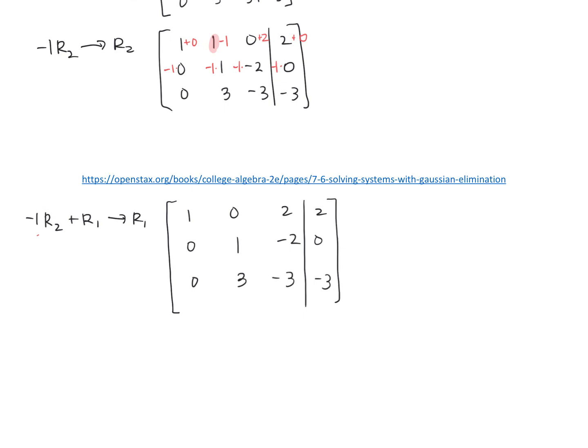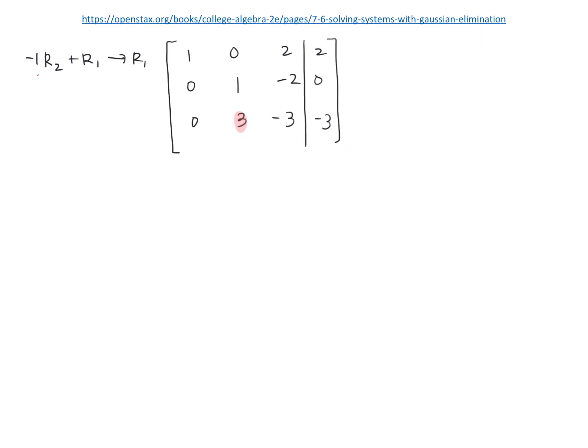Now to finish up column 2, we need that 3 in the bottom to be a 0. So that's what we're focused on now. To do that, we multiply the row with the 1, so that is row 2, by the opposite of what we're trying to zero out. Since we're trying to zero out a 3, we multiply row 2 by negative 3. We add that to the row we're zeroing out, and then we replace that row.